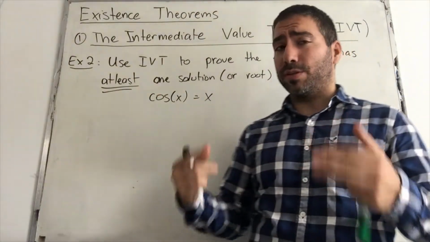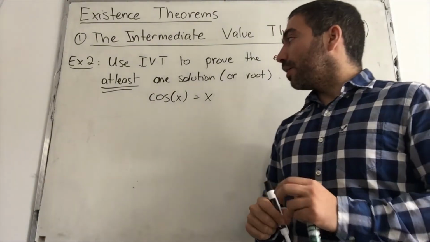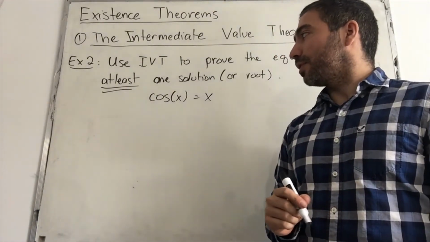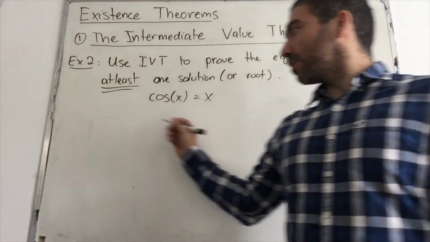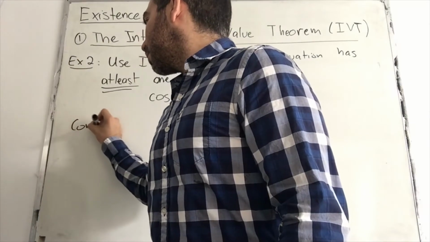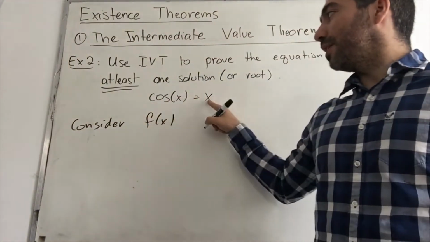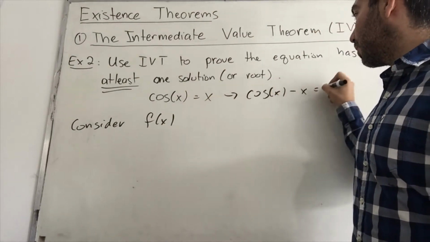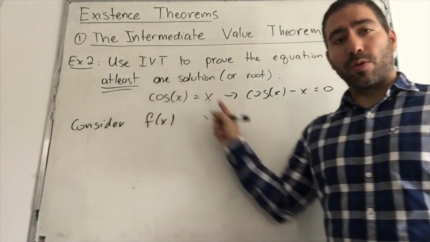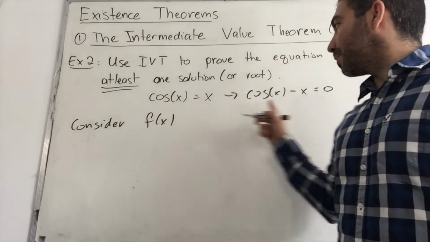We don't know, again, what the solution is. We just know there exists at least one answer. So let's go ahead and solve it. So we begin by considering the function cos of x equals x. So consider f of x. Again, we set this equal to 0. So think of it as cos of x minus x equals 0. You could bring over the x or you could bring over the cos. It doesn't matter which way you do it. It's really up to you. So I'm going to bring over the x and it becomes negative x equals 0.